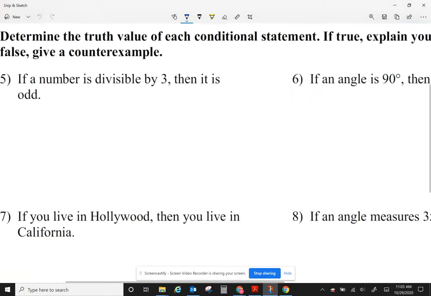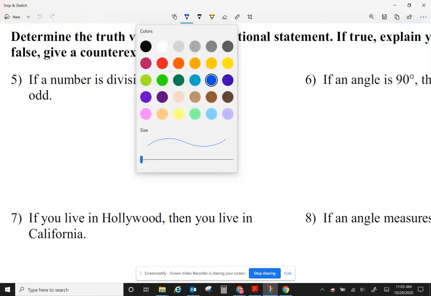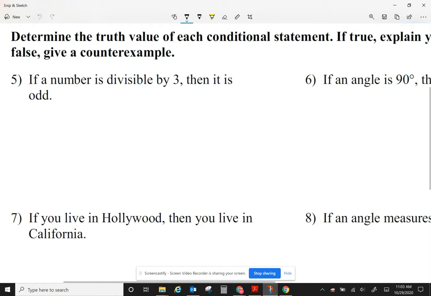So I'm going to try to think of a number. I'm going to try to think of a counterexample. Let me identify the hypothesis and the conclusion. In this case, I see my words if and then. If a number is divisible by 3, then it is odd. I'm going to identify my hypothesis: a number is divisible by 3. My conclusion in this case is it is odd. Now, divisible by 3 means I can divide it by 3 and I do not get a decimal. That's what divisible by 3 means.